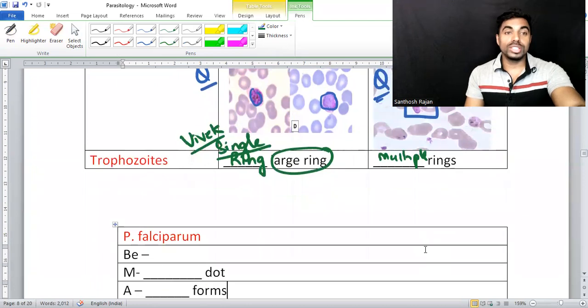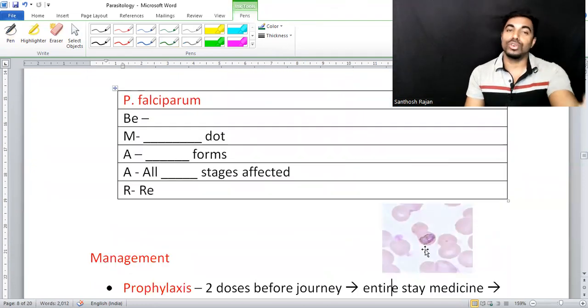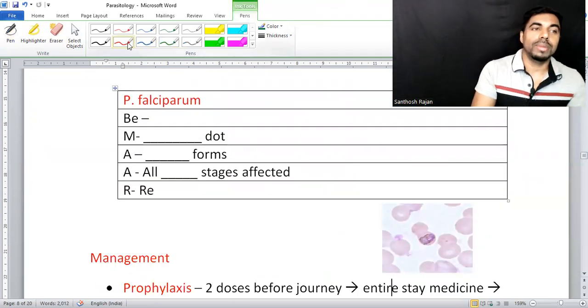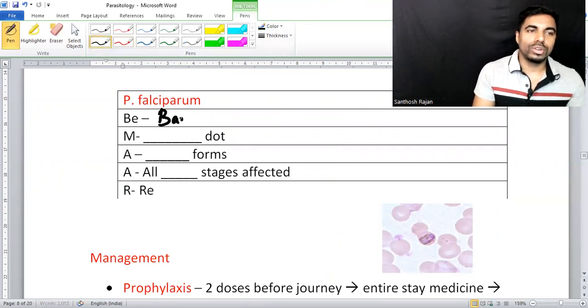If you forget, also see the shortcut for falciparum is BMR. Of course, it's a severe, dangerous one. So you will get BMR when you get this. So what does the BMR stand for? B for banana. I told you, banana shaped gametocyte.